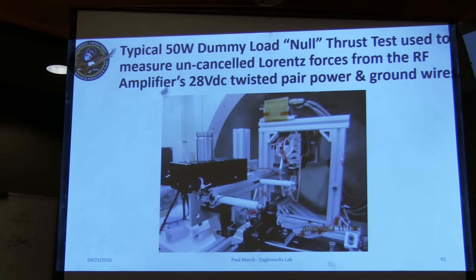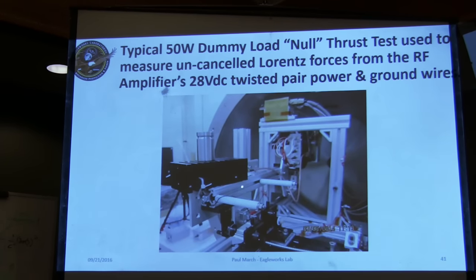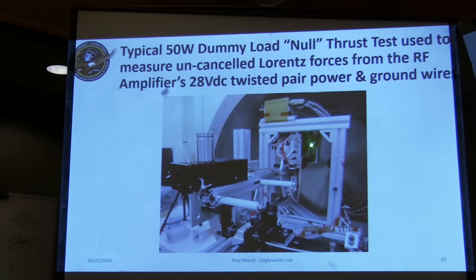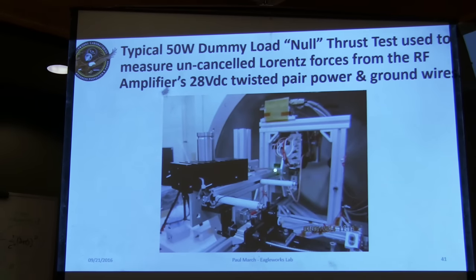Next slide. Just a close-up of the dummy. This is a 100-watt, 50-ohm dummy load. You can buy it at your surplus store. This is where I got this one. And the RF amplifier is back here. And the DC power for it, same, is coming through the liquid metal contacts into the torque pendulum system and then over to the RF amp.